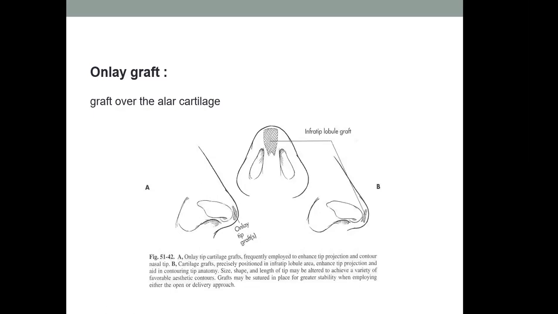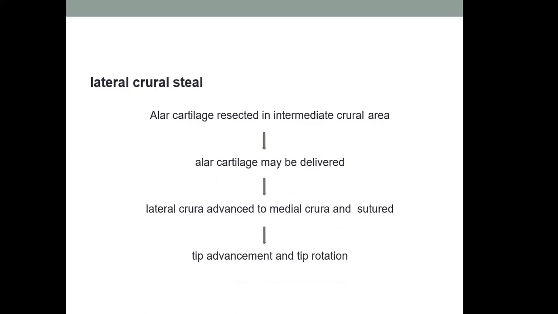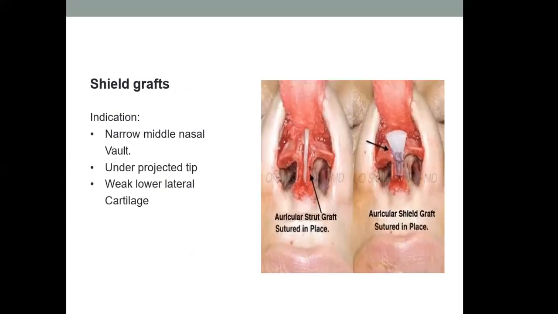This is also the second method: we can apply the onlay graft over the nasal tip. Lateral crural steal: alar cartilage is resected in the intermediate crural area. The alar cartilage may be delivered. The lateral crura is advanced to the medial crura and sutured. This will give tip advancement and rotation. The last one is the shield graft, as you see here. It is indicated for a narrow middle nasal vault and a weak lower lateral cartilage.